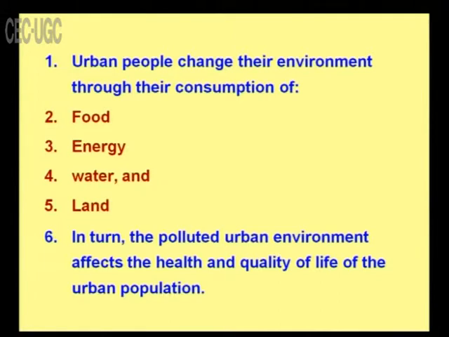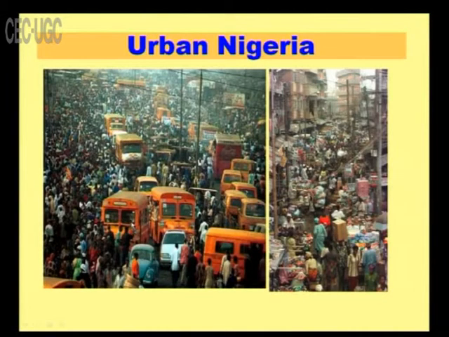And therefore, there is a vast difference between the food habits of the rural people and urban people. The urban people are eating very sophisticated processed food, rather than the rural people who are eating some raw and unprocessed food. Therefore, they consume more food, energy, water, and land also, and it is affecting the environment very deeply. See, this diagram is urban Nigeria. See the way how congested it is, and this also is urban Nigeria. Whenever urbanization happens, the first impact is the congestion.